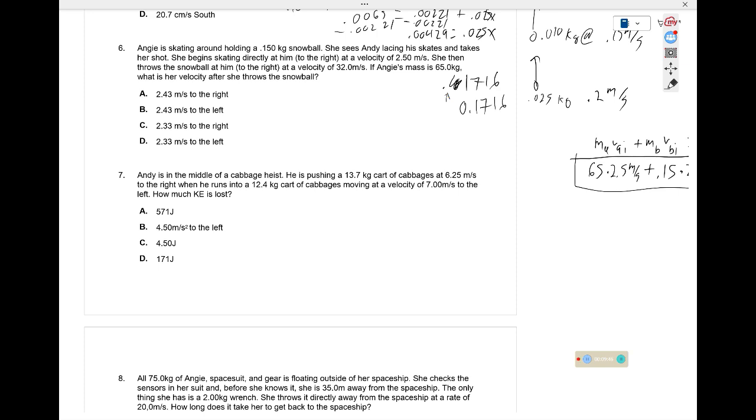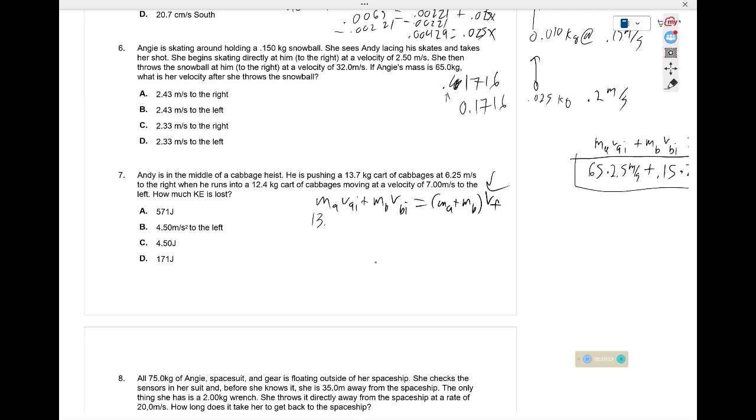So let me show you the way this is done. We have m sub a v sub a sub i plus m sub b v sub b sub i equals m sub a plus m sub b times v sub f. And most people were able to figure out that this is the equation we need to find our final velocity.